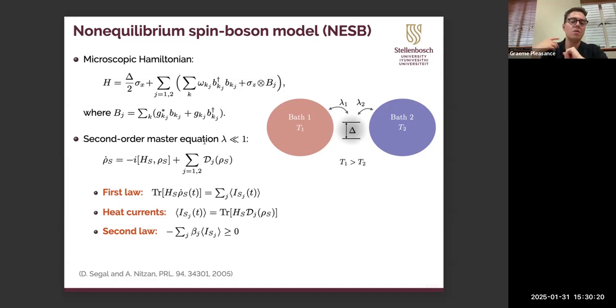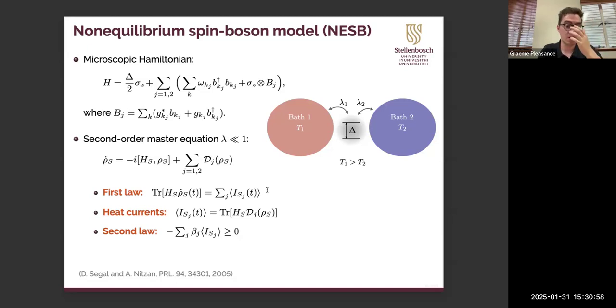Essentially this master equation is an equation of motion for the reduced density matrix of our system, and it has this kind of structure. The first term is a unitary term that depends on the system Hamiltonian, and the second term describes the dissipative effects on the system due to its interaction with each of the reservoirs. Within this weak coupling framework, which is valid to second order in lambda, we are able to devise thermodynamic laws in this setup.